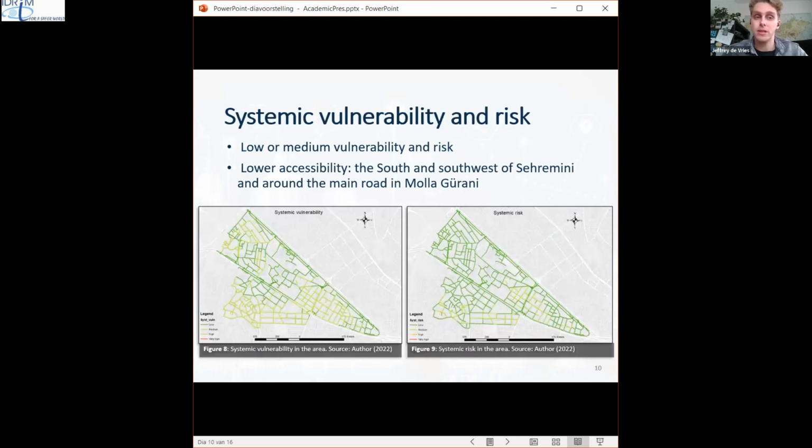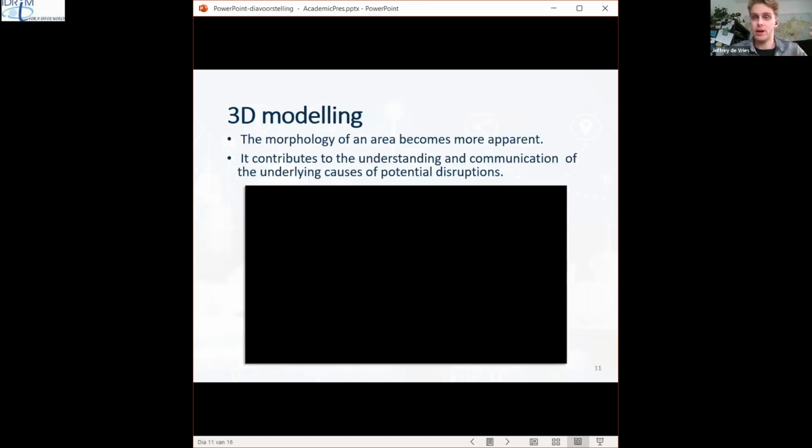Lastly, we have the systemic vulnerability and risk, which you can immediately see is low or medium. This means that the emergency services will likely reach the area quite quickly. There's only lower accessibility here in the south and southwest of Cheremini around the main road in Mulegrani. So these parts will become a bit more difficult and time consuming to reach for the emergency services. So all of this was input for the visualization in 3D for the 3D models.